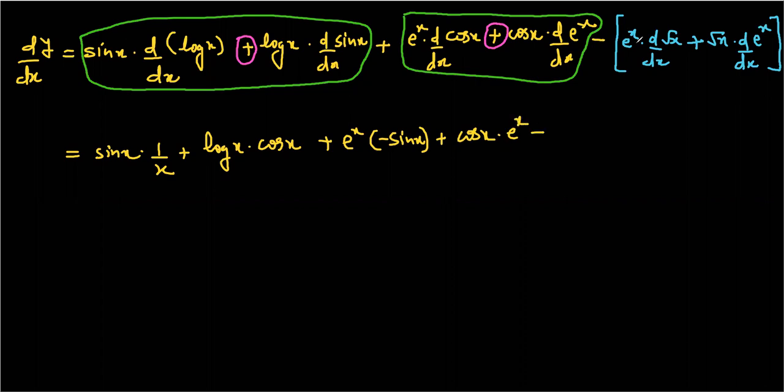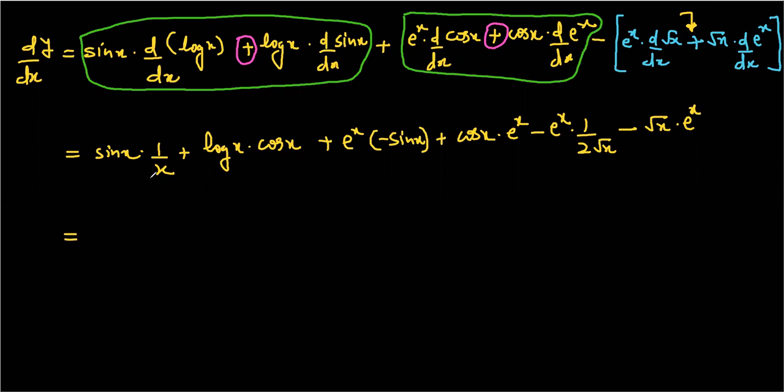Negative. Now see, minus e raised to x. d by dx of root x is 1 upon 2 root x. Then again a negative sign. Though we have a positive here, outside the bracket it's negative. So that would become negative root x, and d by dx of e raised to x is e raised to x.